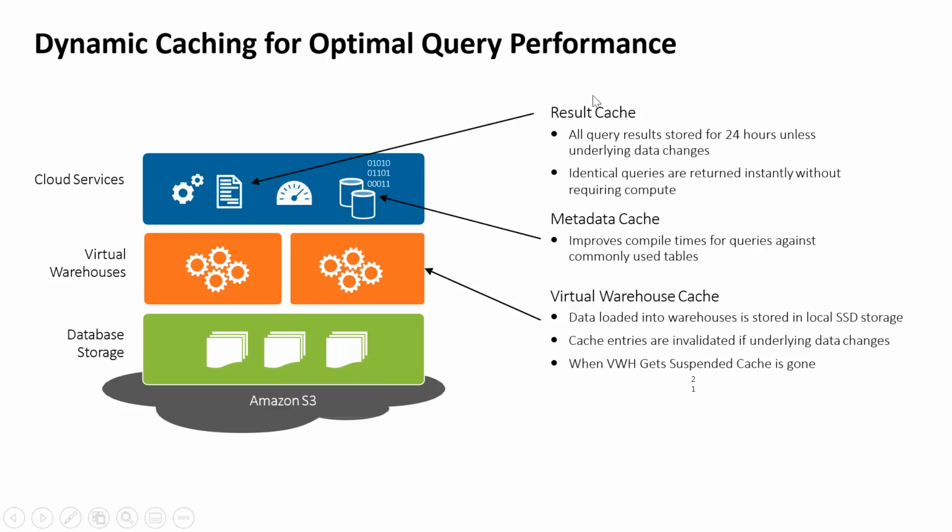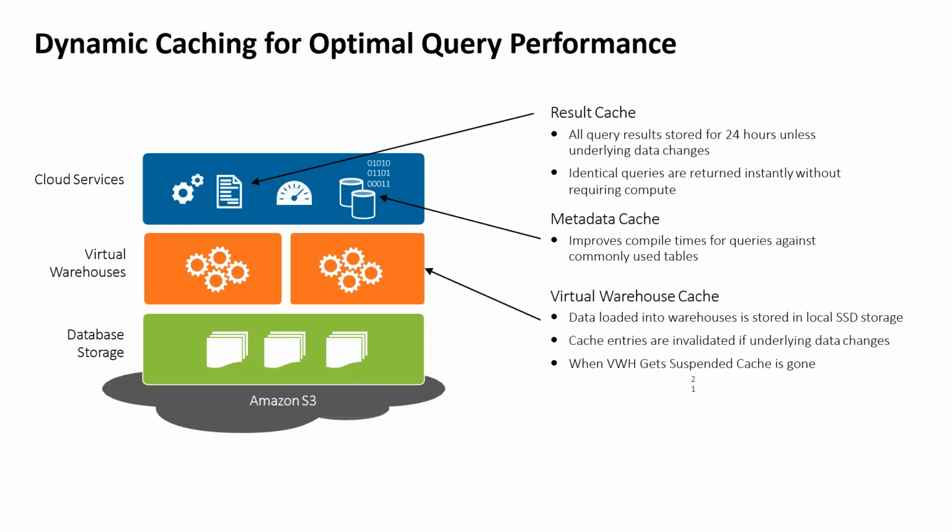So we have seen the result cache. Query results are stored for 24 hours unless the underlying data changes. Identical queries are returned instantly without requiring compute. So similar queries, if you are running one more time, it's reading from the result cache rather than going to the table. The compute warehouse is not utilized.